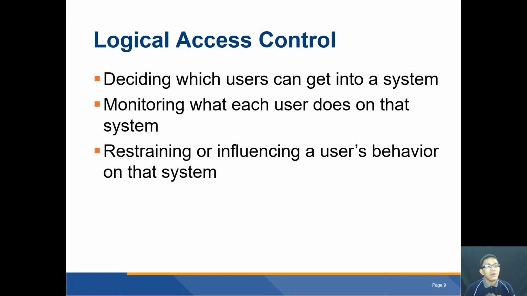For logical access control, we decide which users can get into a system. Security administrators use logical access controls to decide who can get into a system and what tasks they can perform. A system manager can also use logical access controls to influence how staff personnel use a system, restraining or influencing the user's behavior on that system. For example, an HR staff member who repeatedly tries to view restricted information might be denied access.